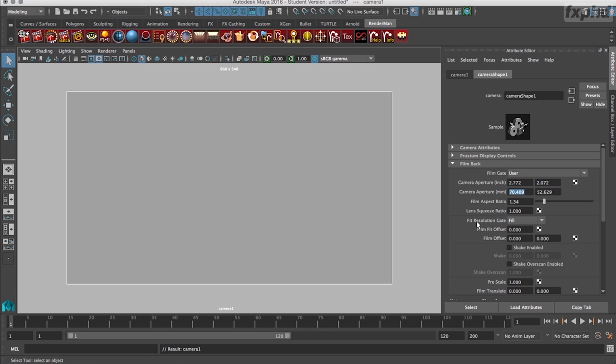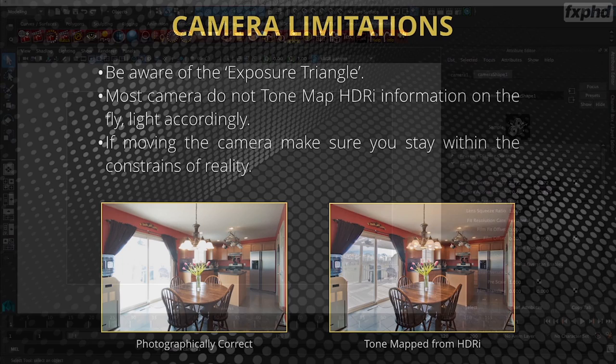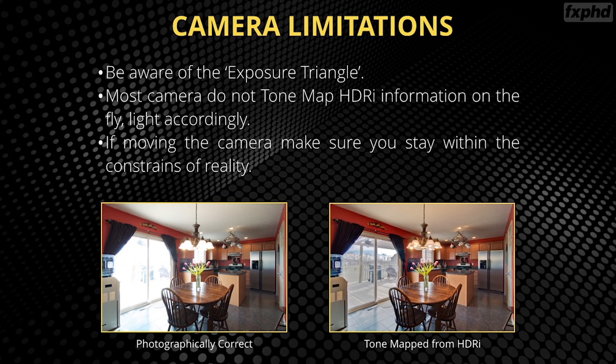Now the fit resolution gate, normally you want that set to horizontal. That's what I usually have it set to. If you're trying to match things up between Maya and Nuke that you've rendered inside of Maya, and you're trying to get them to match up with a background plate in Nuke, it's really important that this is set to horizontal, otherwise it just feels like the renders inside of Maya don't match up with a render coming out of your scanline renderer in Nuke. So make sure that's always set to horizontal. Okay, so that is the film back size. Now before we move away from this section, I just want to talk a little bit about camera limitations.